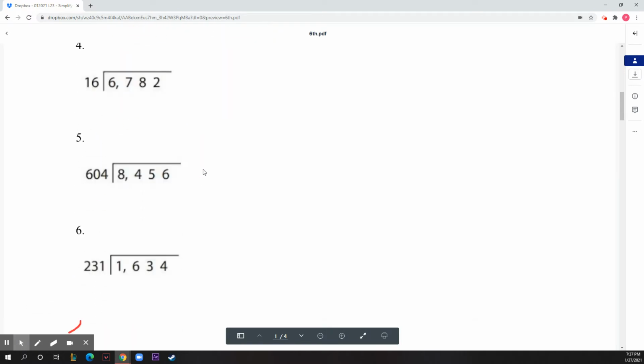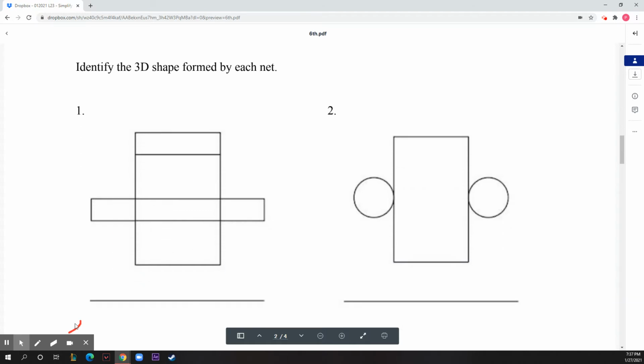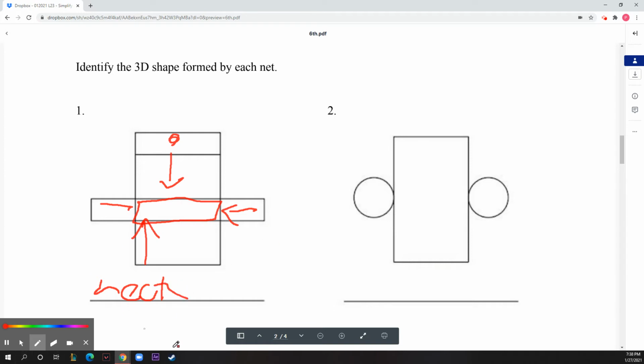Okay, on to the next section. And this next section is 3D shapes and nets. And there's not really any formula or anything. You just have to imagine it in your mind. So this goes up, and then this would be on the top. So it'd be a reflection of this, and then these go that way. Okay? And if you do that, you get a rectangular prism. Okay, but it's a rectangular prism.